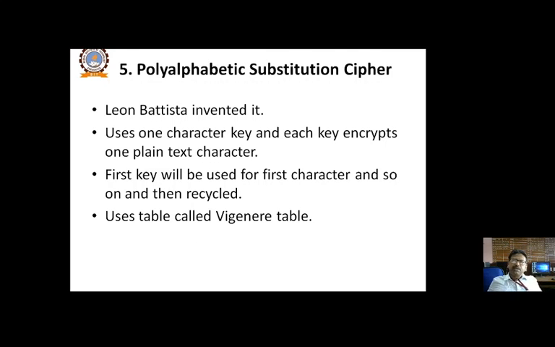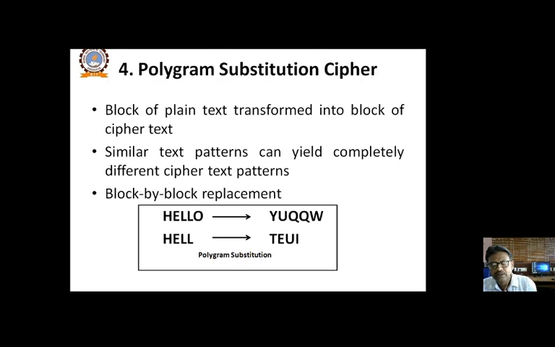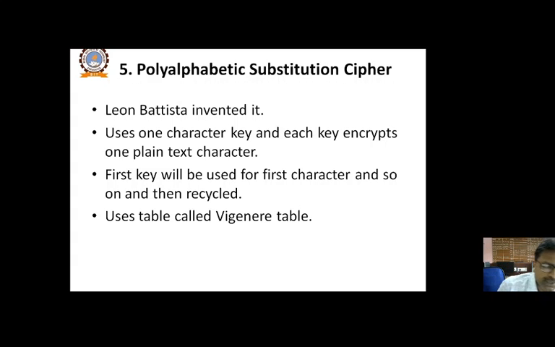Then we have polyalphabetic substitution cipher. Next method is the polyalphabetic substitution cipher. Till now, whatever substitution cipher we have used, Caesar cipher, modified Caesar cipher, mono-alphabetic, homophonic, polygram, all these use simple replacement either of the character or of the text itself. Now, polyalphabetic substitution cipher is a little bit different from the previous 5 methods which we have discussed. Of course, it was invented by Leon Battista, and it uses one character key.